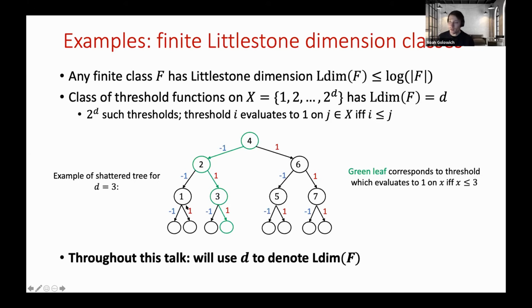And therefore, this tree is shattered by the class of threshold functions, and therefore the Littlestone dimension is at least 3 for the case D equals 3. And you can generalize this for all D just by considering the binary search tree, or the range query tree, on the domain of size 2 to the D. Okay, so throughout this talk, I'll use D to denote Littlestone dimension.